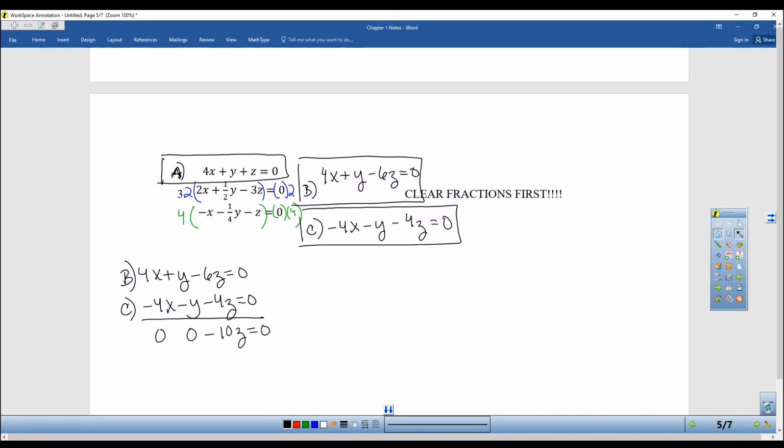I divide, but first of all, this is not of the type we've been doing. I did not get zeros all the way across. So you cannot say that there's infinite solutions. The only time you can say there's infinite solutions is when you actually get 0 and 0 and 0, or 2 is equal to 2, any kind of true equation.